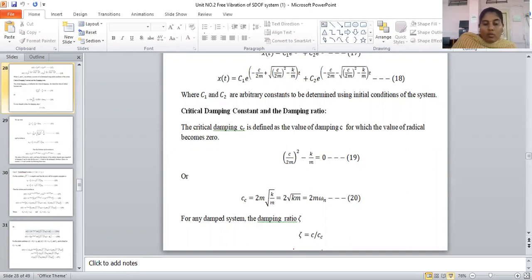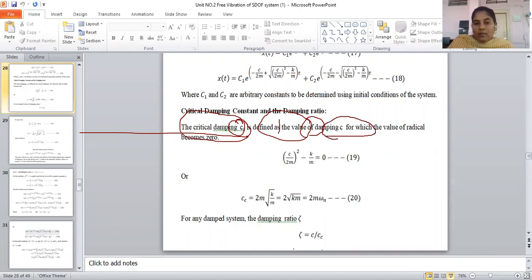Now we have to calculate the first derivative of x, that is the velocity, and put in the boundary conditions. The initial boundary conditions are: at time t equal to 0, the displacement is x naught, and the velocity x dot of t becomes x dot naught. By putting these two boundary conditions, we will find the c3 and c4 values.